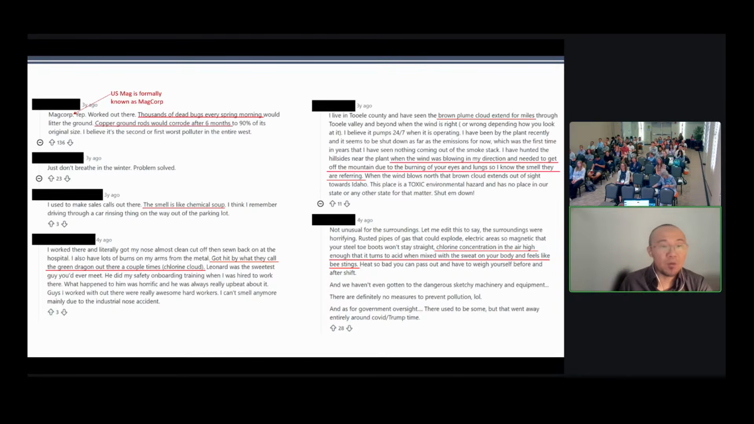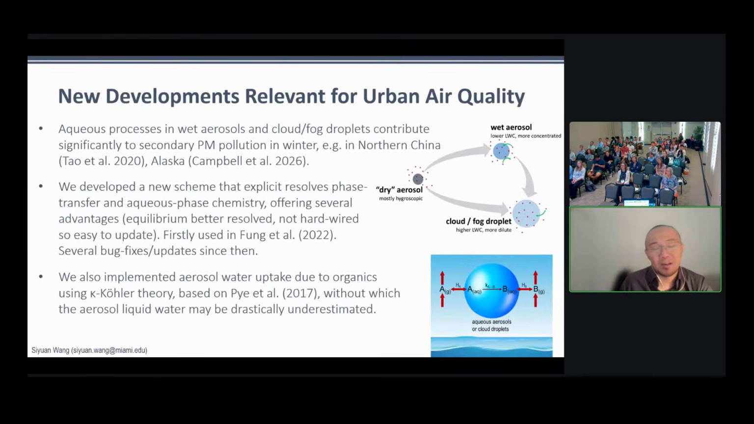So all right, I'm going to wrap up. I included this new slide, basically summarizing what we're planning to do in the future. We're definitely not going to stop there. We're going to keep developing a model, more advanced modeling tools, trying to better understand the air quality, especially winter air quality. Based on recent studies, the aqueous process and wet aerosols and cloud and fog droplets contribute significantly to PM2.5 pollution also in winter times.